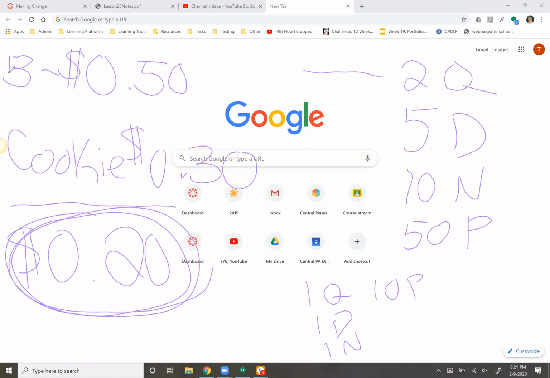So now we know that he's getting 20 cents back, okay? 20 cents. So what combination of coins could he be getting back? Well, a quarter's worth 25 cents. So he's definitely not getting a quarter because that would be more than what he needs. He could be getting 2 dimes. He could be getting 4 nickels. He could be getting 20 pennies, or he could be getting a combination.